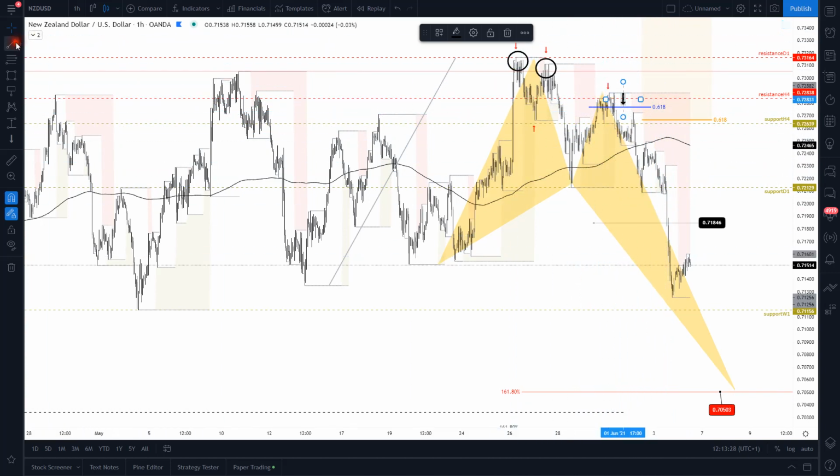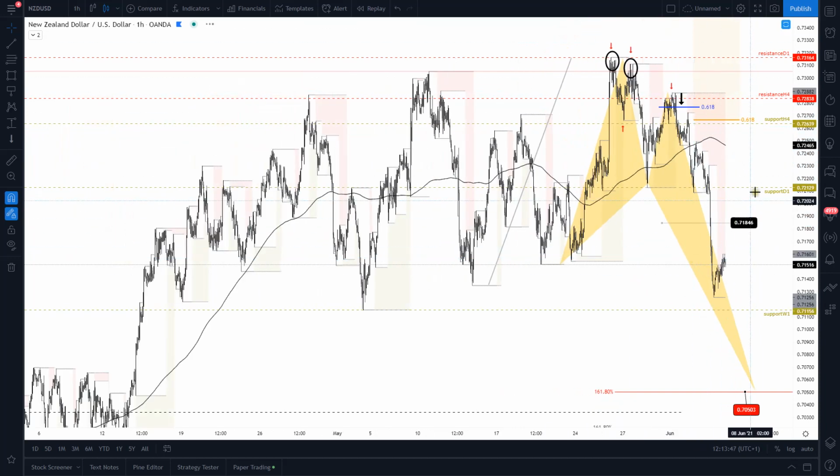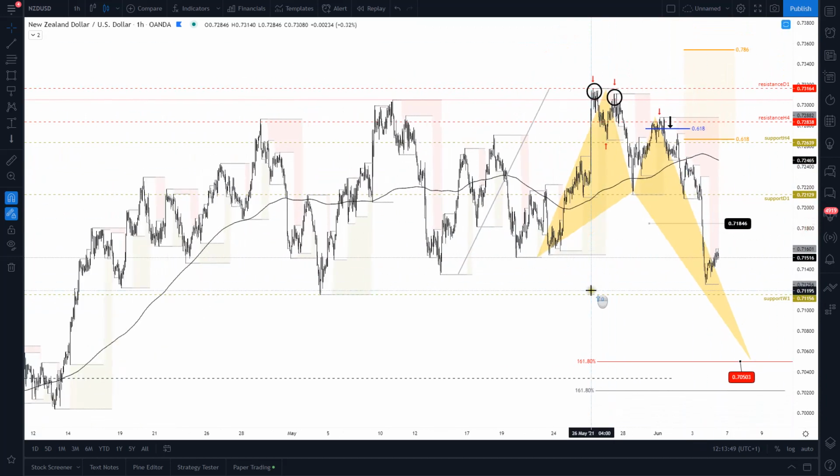We expect nothing more, at least, than an ABCD symmetrical pattern. So as you can see, 71.84 was my default projection and my default first target for that pattern. Of course, in this case the market is trading in our direction for now. Let's see what will happen.